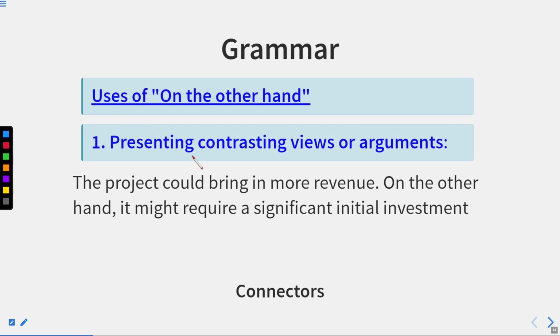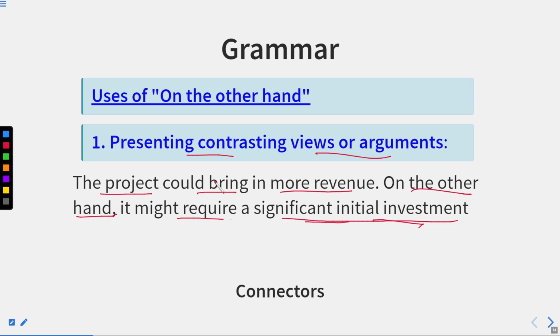Uses of on the other hand: presenting contrasting views or arguments. The project could bring in more revenue. On the other hand, it might require a significant initial investment. Here you can see in the sentence, the project could bring in more revenue. So this is the positive thing about something. On the other hand, it might require significant initial investment. It means it requires your money as well. After that, it will give the profit. So this is how we can show two opposite statements together, or present contrasting views.